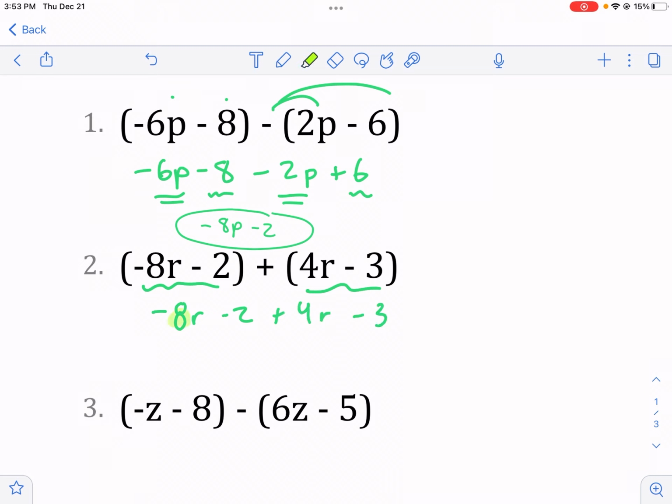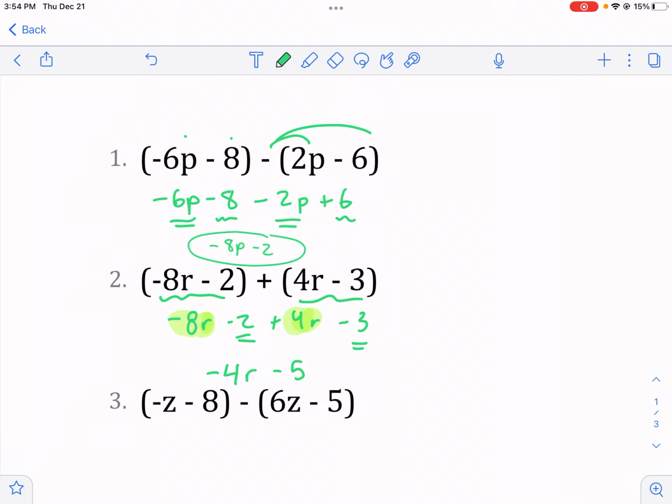As we can see here, we have like terms with the variables. So the variables have like terms, and then the numbers are also like terms. So there's my number, and I'm ready to go. So I have -8r plus 4r. I have -4r there, and then -2 minus 3, or -2 combined with the -3, and that gives me -5.